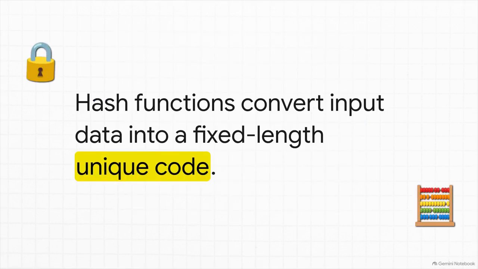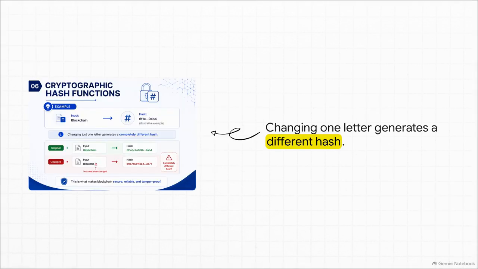But the true unsung hero of this entire system, the absolute ultimate security guard of the blockchain ecosystem, is something called a hash function. Honestly, if you take away just one technical concept from today, let it be this. Now, what's really interesting about this is how a hash function works. It takes any input data, whether it's a single word or an entire encyclopedia, and it converts it into a fixed-length, entirely unique code called a hash.